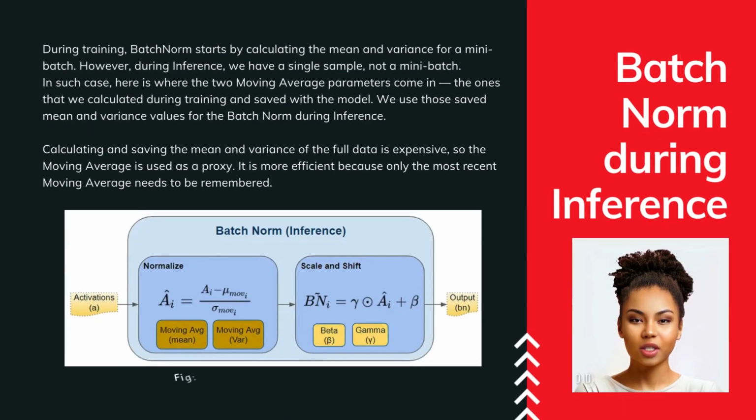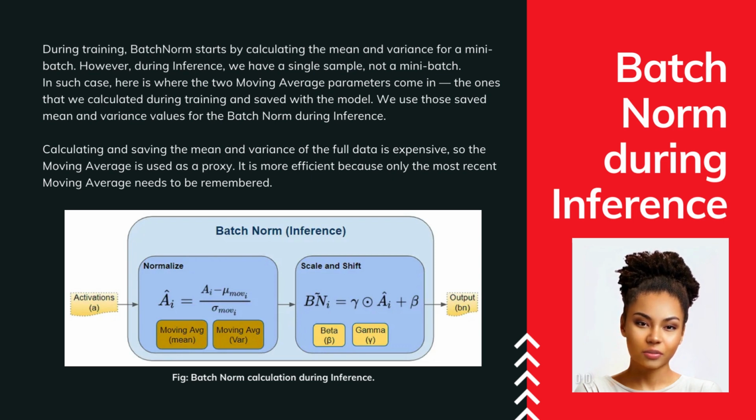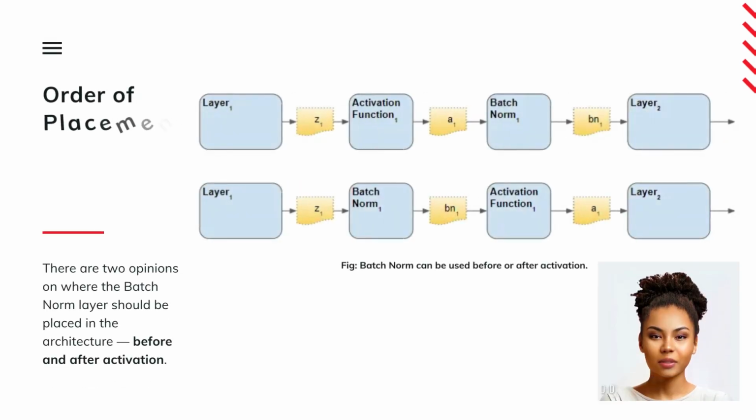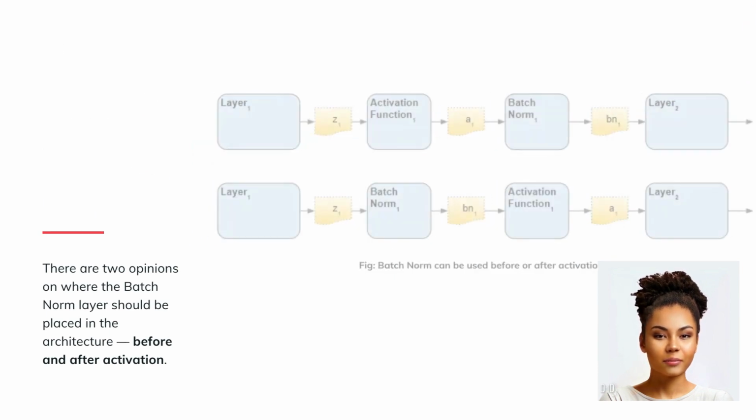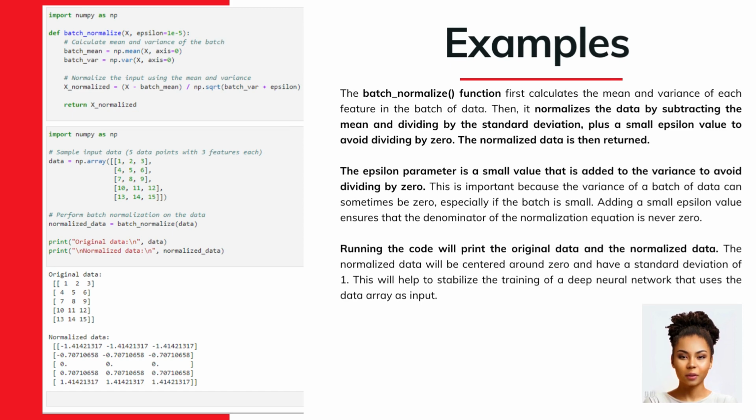In training, batch norm computes mini-batch mean and variance. Transitioning to inference, where only a single sample is present, the previously calculated moving average parameters take center stage. These pre-calculated values optimize batch norm's performance during inference, sparing the need for resource-heavy full dataset calculations. The use of moving averages ensures efficiency by focusing on the latest values. There's a debate about where to position the batch norm layer within the architecture, before or after activation. Here are some examples on how to apply batch normalization.